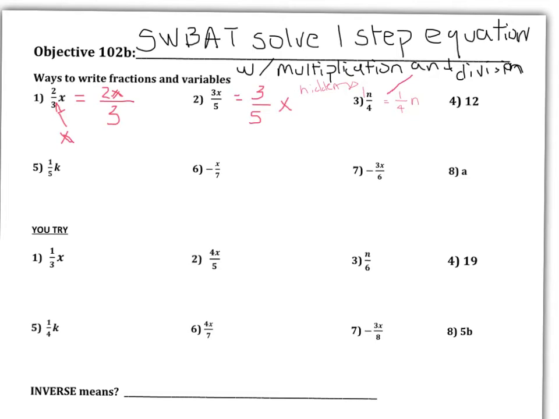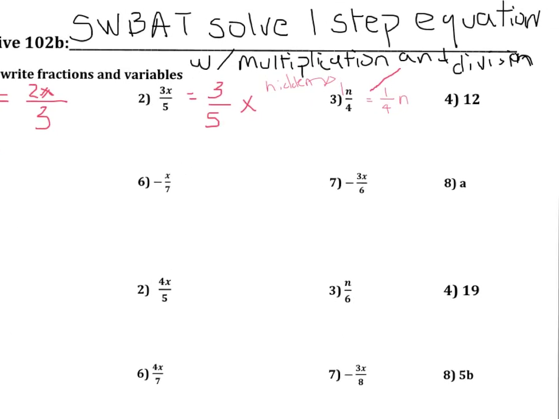How might we write something like 12 as a fraction? Well, 12 is just a number. There's no variable there. But we could rewrite it as a fraction. Any number can be written as a fraction if we put it over 1. So I'll give you a couple more examples.